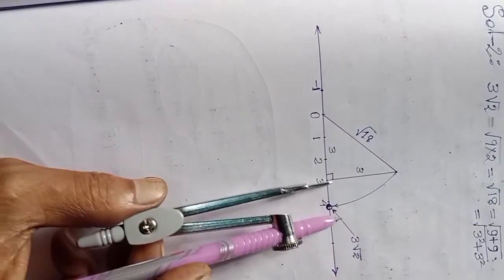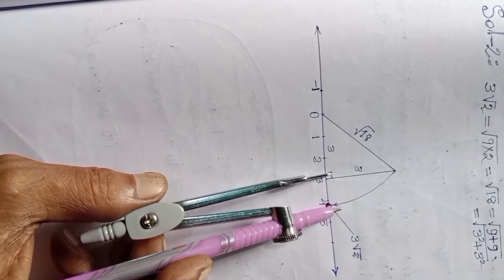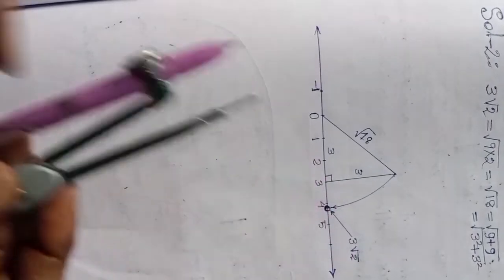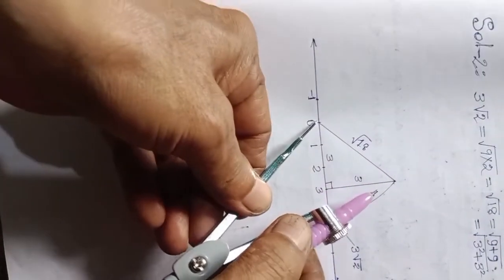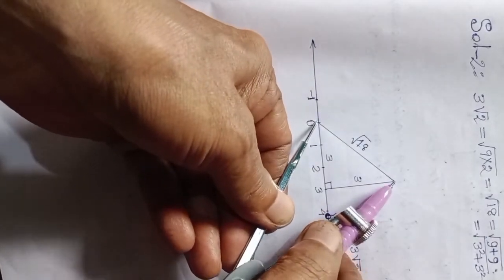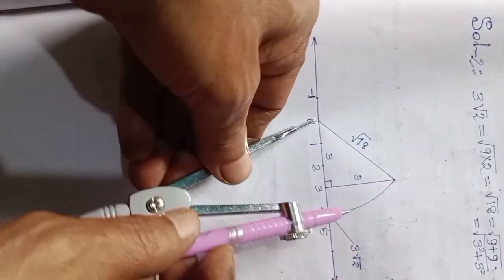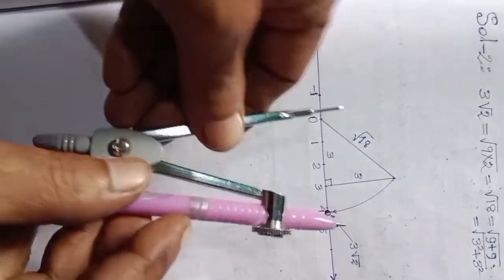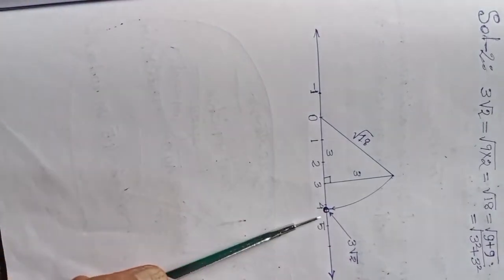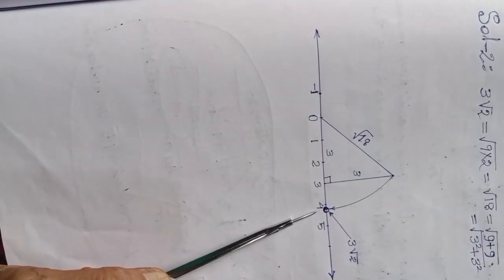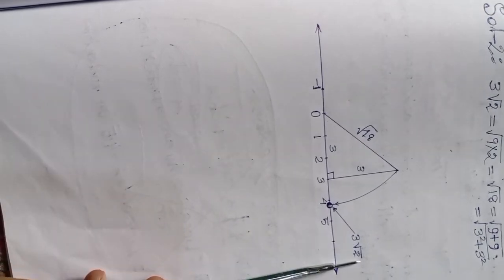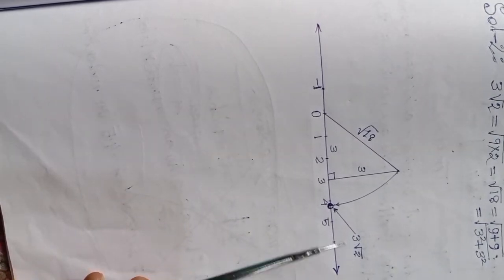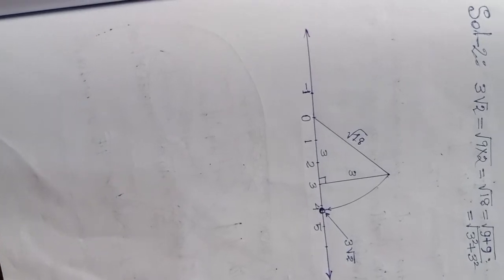You see, give the perpendicular marks here. After that you take the arc length from here, and complete it to cut on the number line. This is the point on the number line showing the value of 3 root 2. Okay, what is the facility of this?